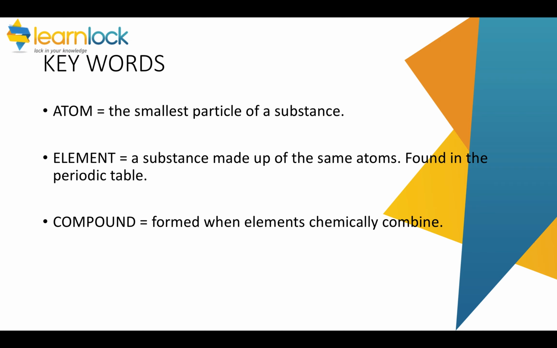Starting off with some key words that you'll need to know. An atom, that's the smallest particle of a substance. An element is a substance made up of the same atoms, and elements are found in the periodic table. And a compound is formed when elements chemically combine.